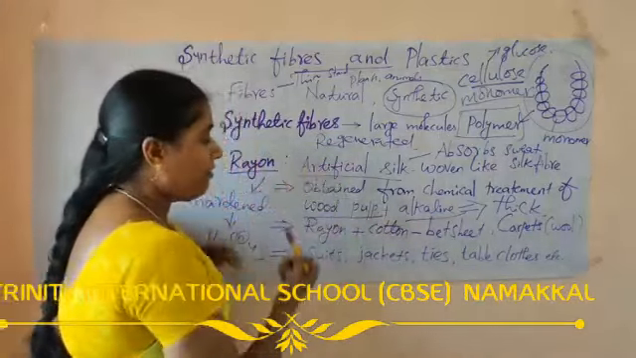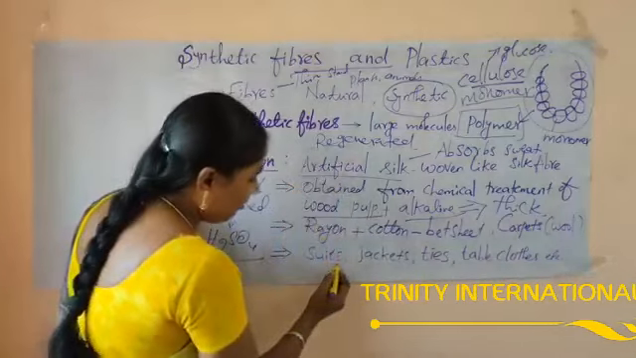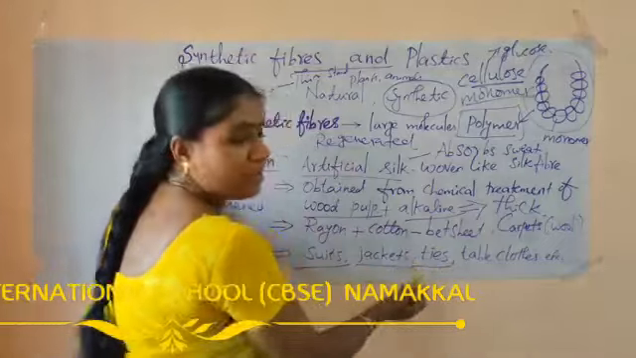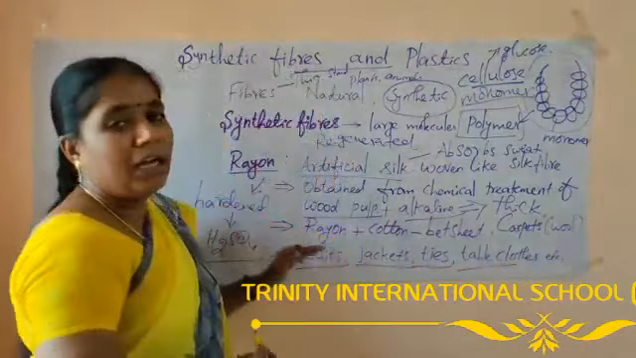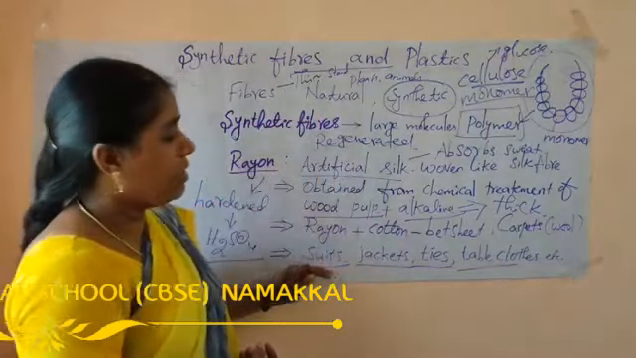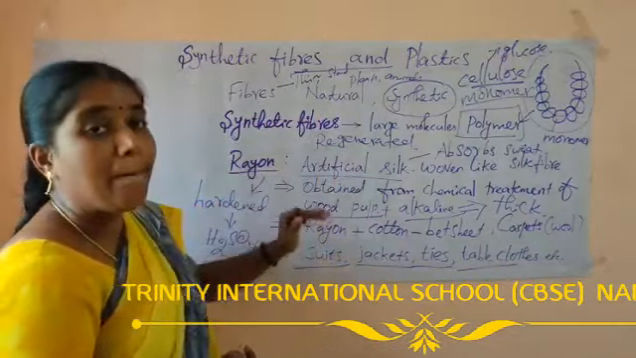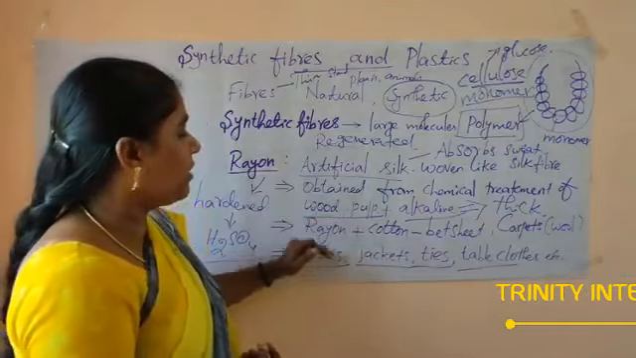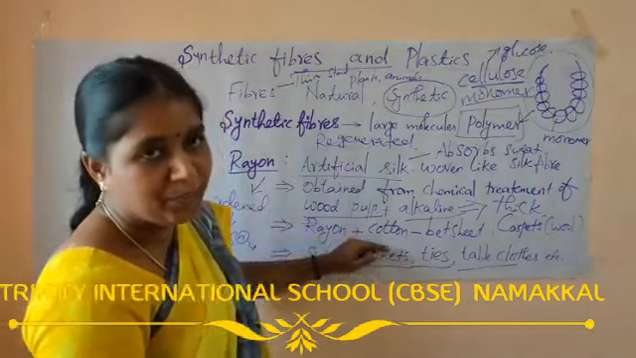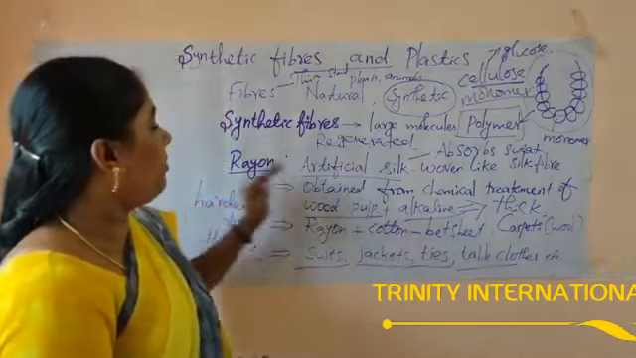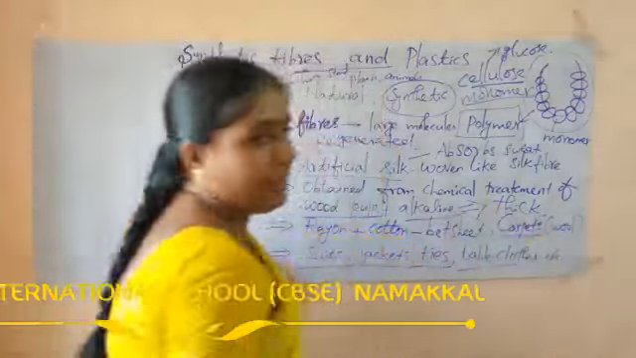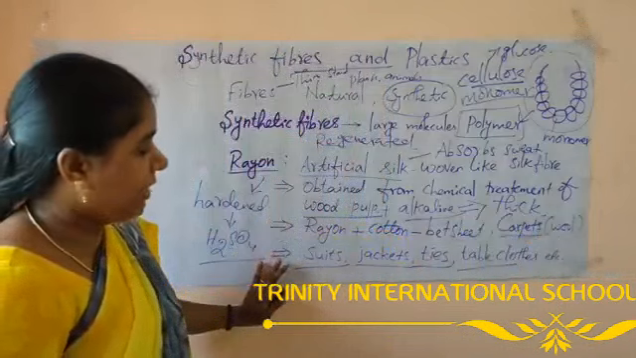What are the uses of rayon fiber? We can use these rayon fibers in suits, jackets, ties, and tablecloths. We can prepare such materials with the help of rayon. These rayon fibers are also mixed with other substances like cotton. If we mix rayon fiber with cotton, we get bed sheets. And if we mix the same rayon fiber with wool, we get carpets. So these are the uses of rayon.